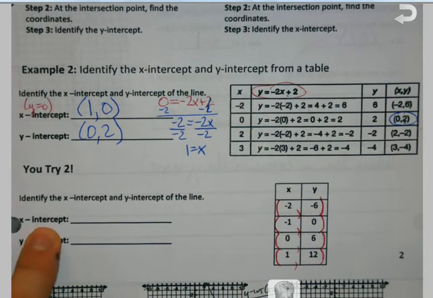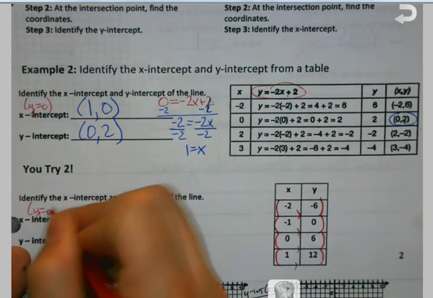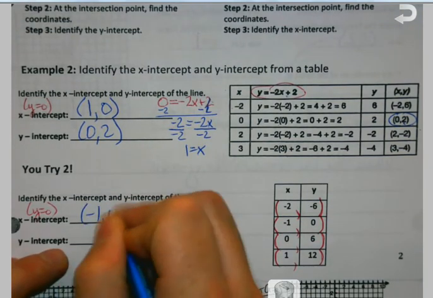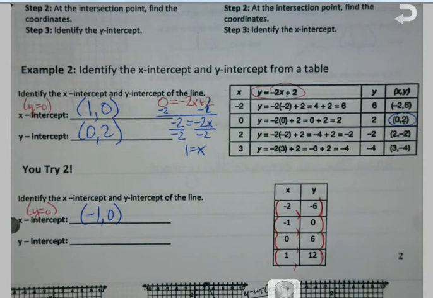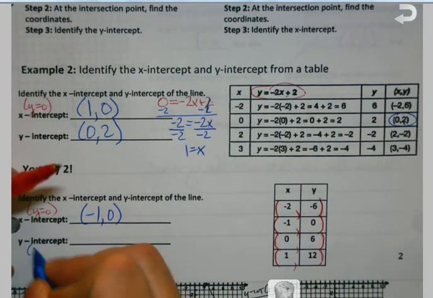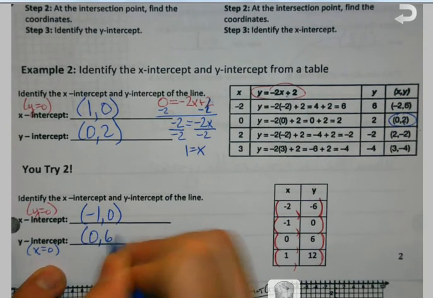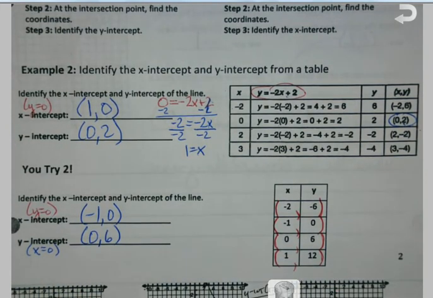But here's my question. My x-intercept, remember, has a y value of 0. Do any of my points have a y value of 0? Yeah, which one? Negative 1, 0. That's my x-intercept. That's how I recognize these. If I see one that has an x value of 0, do we have any of those? 0, 6. That's my y-intercept. So I don't even have to have a graph. If I see the 0, that helps me figure out which one's which.